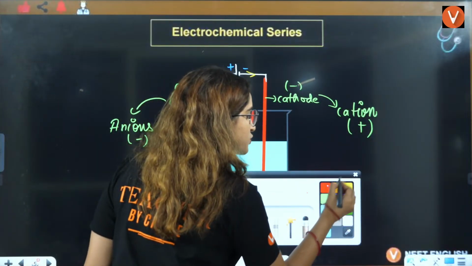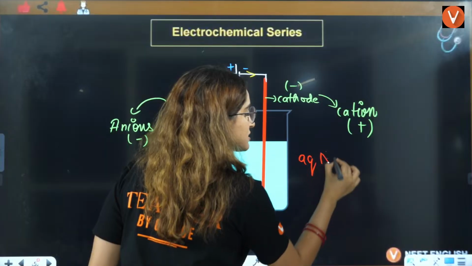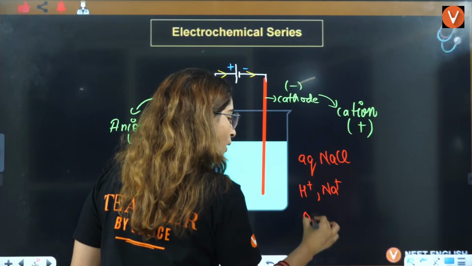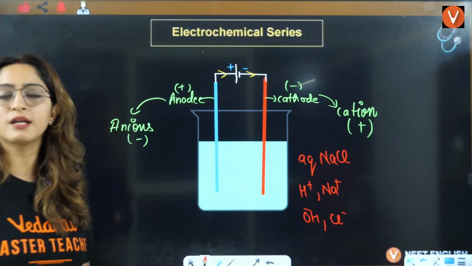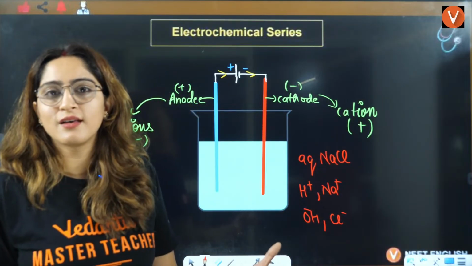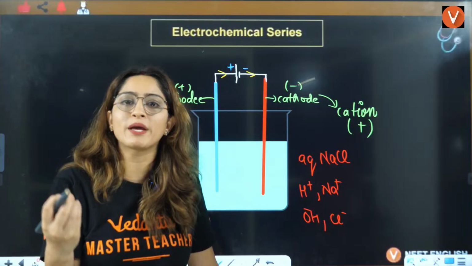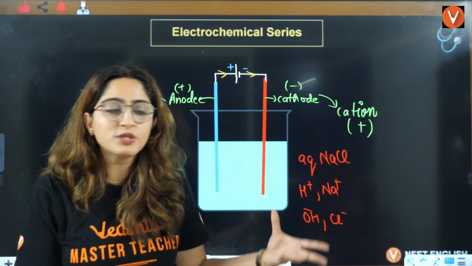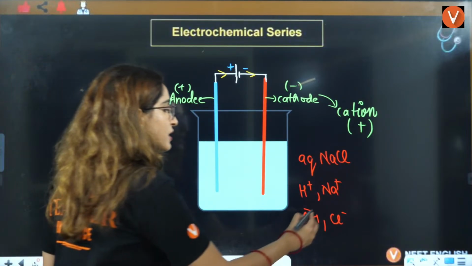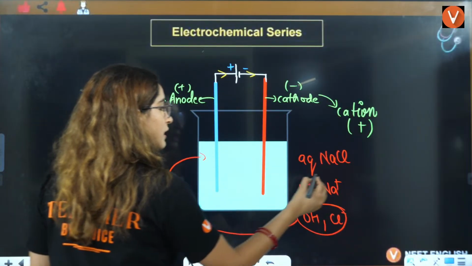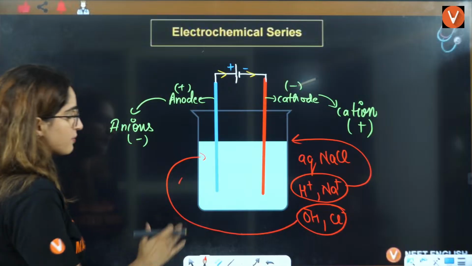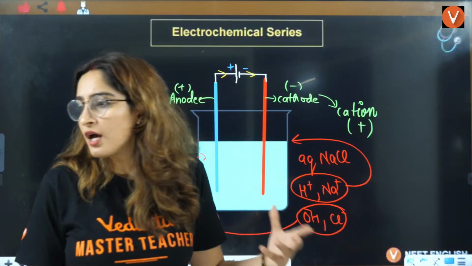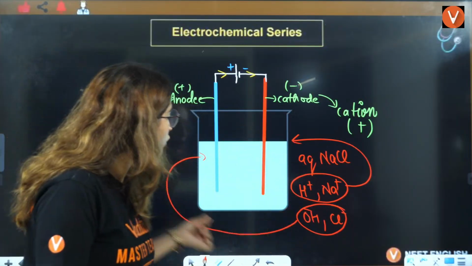Now, ma'am, what about the next question? The next question was, if you have aqueous NaCl, you will have H positive, Na positive, OH negative, and Cl negative. Now, the choice of product of electrolysis, that's why the name of the topic is product of electrolysis. Which anion should you choose that should go here? Which ion should you choose that should go here? That is questionable here, because we have two anions and two cations. So we need to understand which should go to which side.